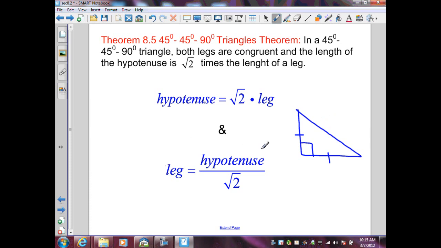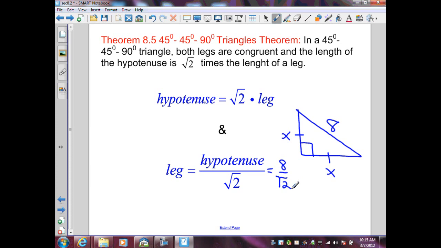The other formula is used in a similar fashion. Notice on this one, I knew the length of a leg. Therefore, I could determine the length of the hypotenuse. Here, what if I'm given the hypotenuse? I'll make that hypotenuse length 8, and I want to determine the length of the leg. I just let the leg equal x, and I know they're both congruent, so they're both x. And all I do is take the hypotenuse divided by the square root of 2. So here, 8 divided by the square root of 2.